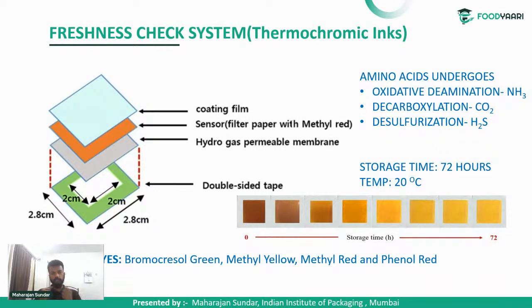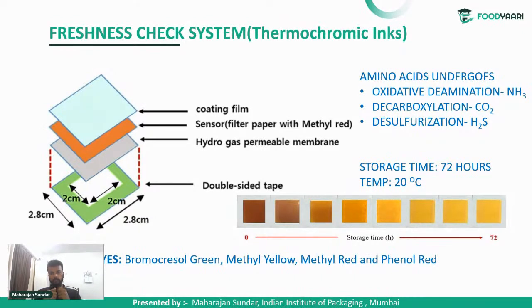What to do with this? How will it help in checking the freshness? This is used as a label. This thermochromic ink used in labels has an ability to change its color from red to yellow. If it is a complete yellow, the product is spoiled.